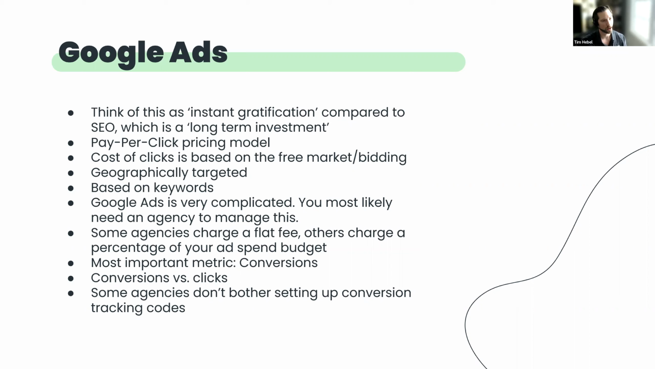So if you calculate the cost per conversion rather than the cost per click, it's much better to optimize for that. And some agencies don't bother setting up those conversion tracking codes. So if you have a Google Ads campaign that's being managed, make sure that they're doing that. It will absolutely help with the efficiency.